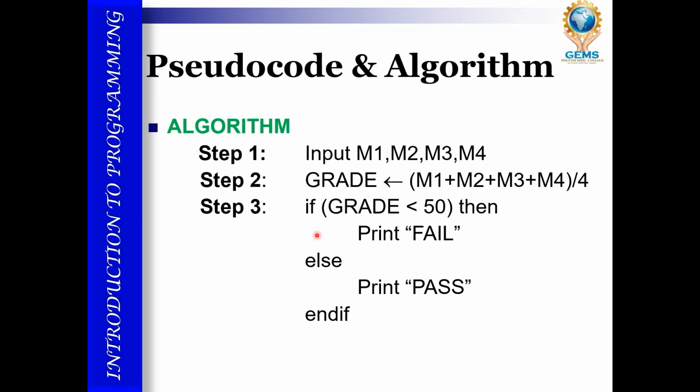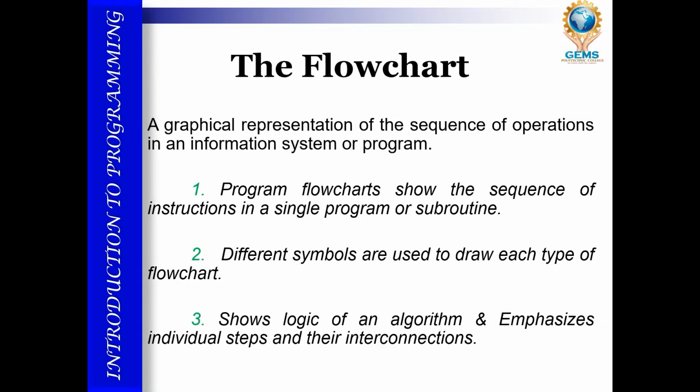Here I used the if statement, so it's a conditional statement again. Here the condition is given: if grade is less than 50, then fail, else print pass. So there is a condition and an end of if. So this is also the syntax of the if statement. Next we will see more about the flowchart.